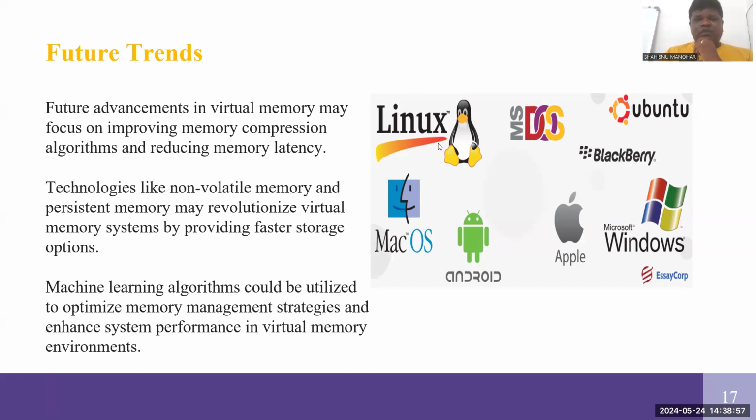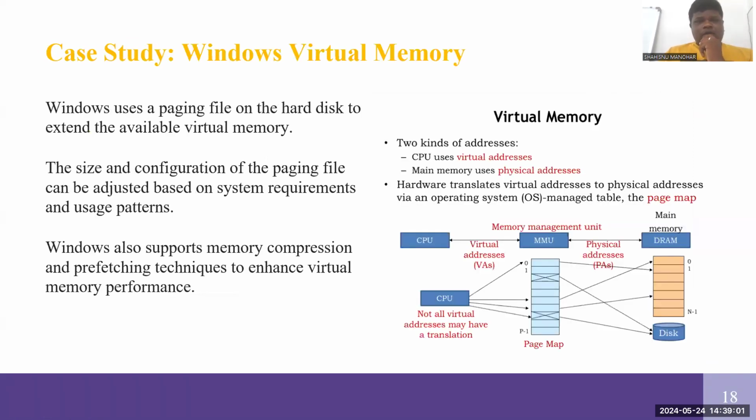Now let's discuss a few case studies related to virtual memory. One case study is Windows virtual memory. Windows uses a paging file on the hard disk to extend the available virtual memory. The size and configuration of the paging file can be adjusted based on system requirements and usage patterns. Windows also supports memory compression and prefetching techniques to enhance virtual memory performance.